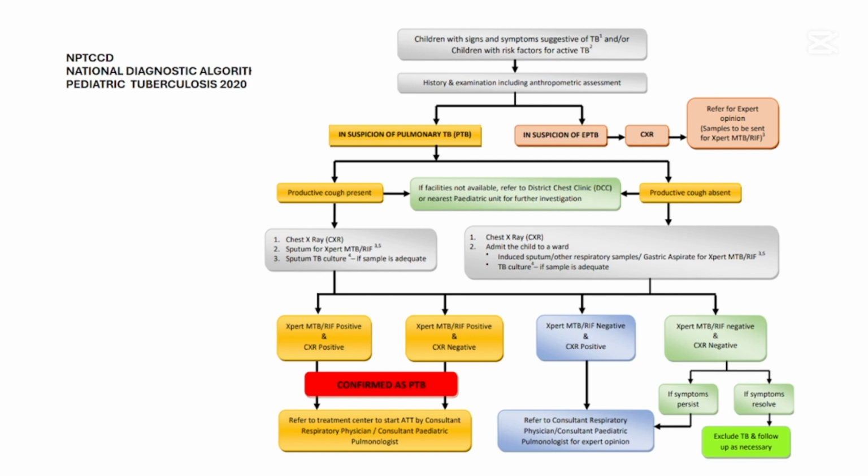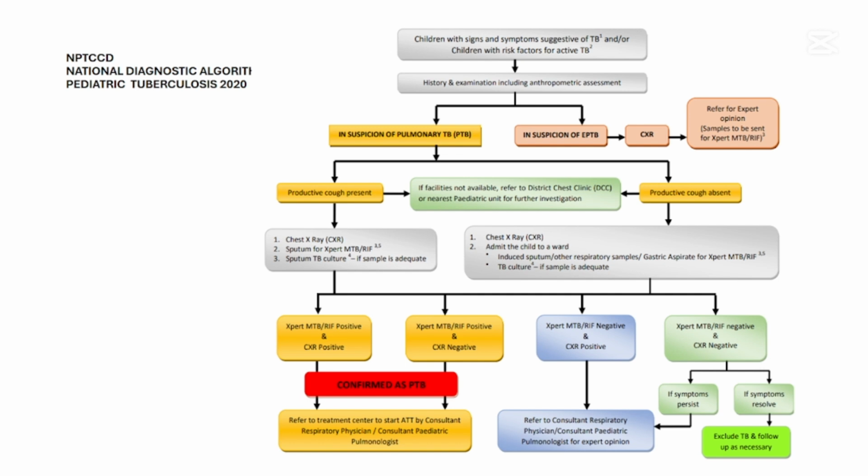If you're suspecting pulmonary TB, the first thing we should do is a good quality chest X-ray, and we should take sputum for GeneXpert or another WHO recommended rapid diagnostic test. If the sample is adequate, we can send it for TB culture. If the child can produce sputum, we can directly take it and do it in the chest clinic. And if a child can't produce sputum, the child should be directed to the pediatric hospital.